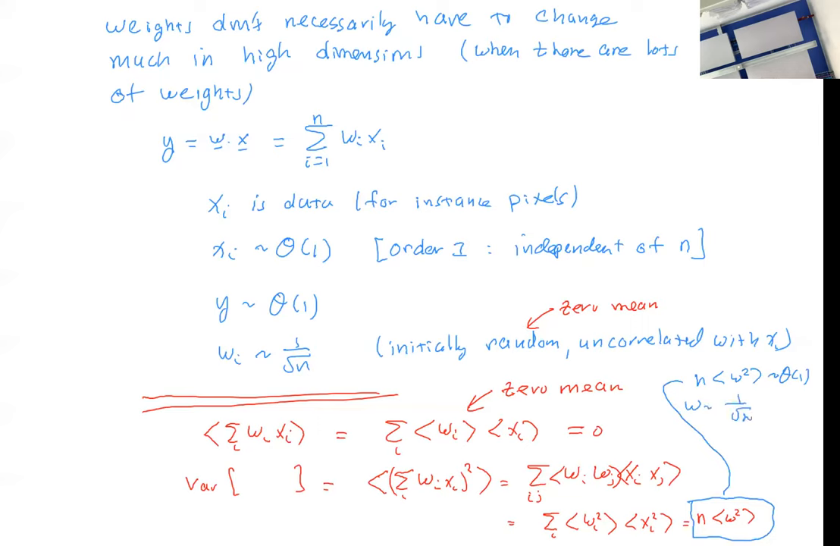Okay. So this is a super, super, super important fact that comes up all the time. It's something that you really need to know if you're going to do anything in high dimensions. Okay. So what do we have? Let's go to the next page. We have y equals a sum on i, we're going to write w dot x, and wi goes as one over root N. xi goes as order one.